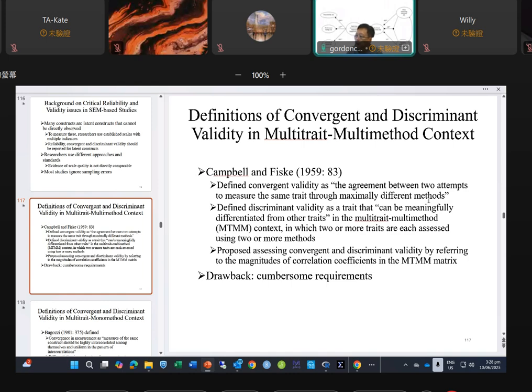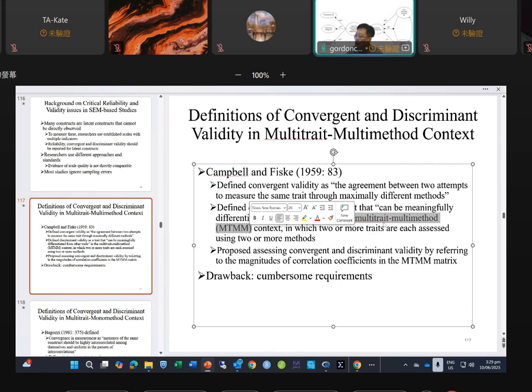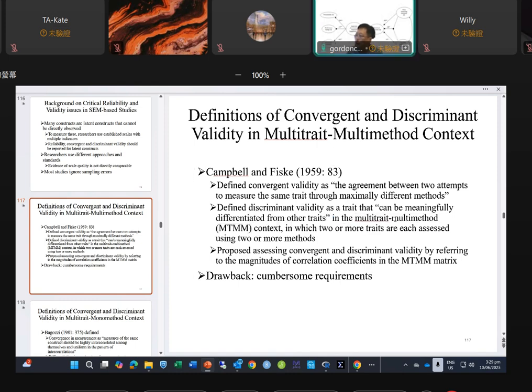If you use different methods to measure the same construct, then the two measures should be highly correlated. For discriminant validity, if you use the same method to measure different constructs, the correlation should not be too high. This is what we call discriminant validity. Okay? That is what we use MTMM, multi-trait, multi-method, for. Multi-trait means that you have different constructs. Multi-method means that you measure the same construct multiple times using different methods.